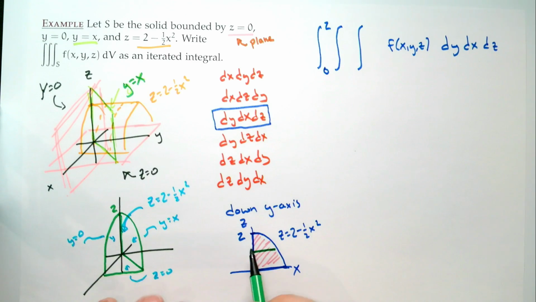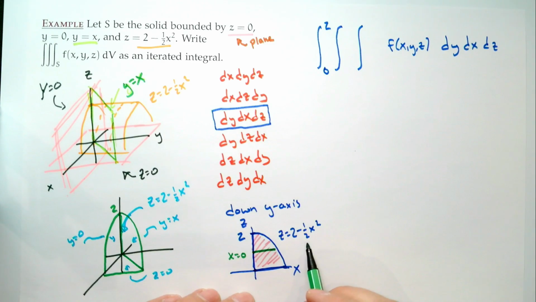Well, what is x on the left-hand side? That curve. It's 0. Now, what is x on the right-hand side? Well, it's not 2 minus half x squared, because I need to go x equals 0 to x equals something. So what's our next step?